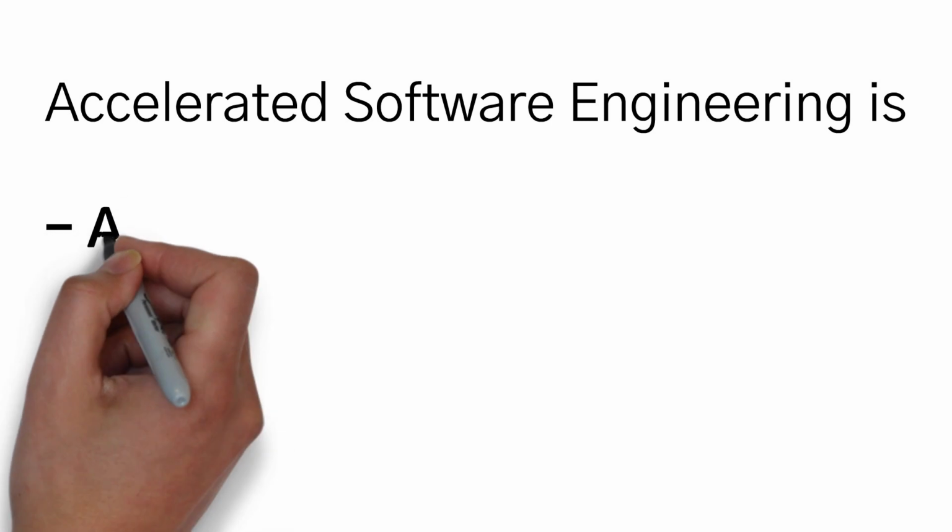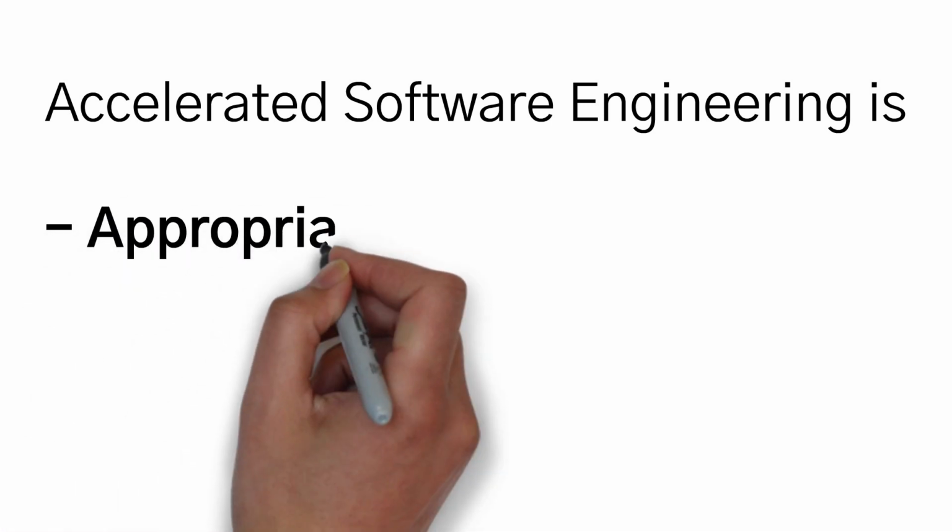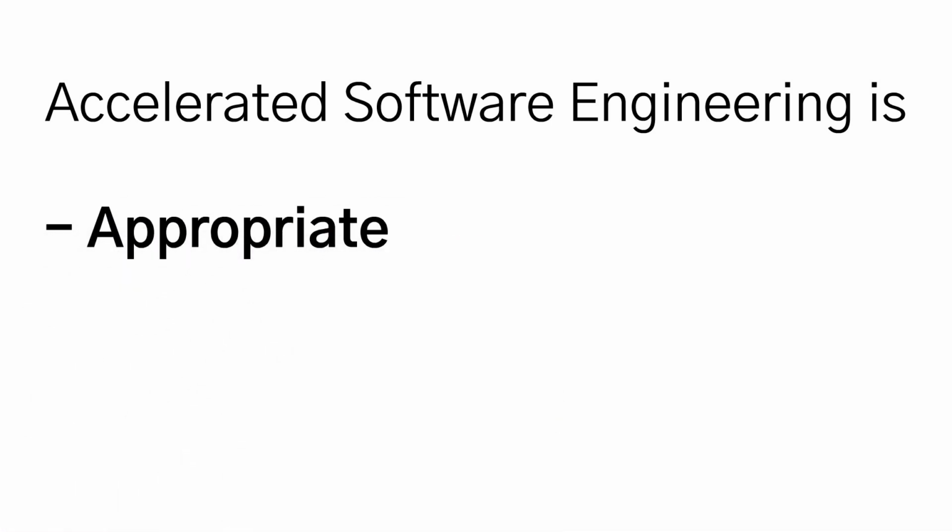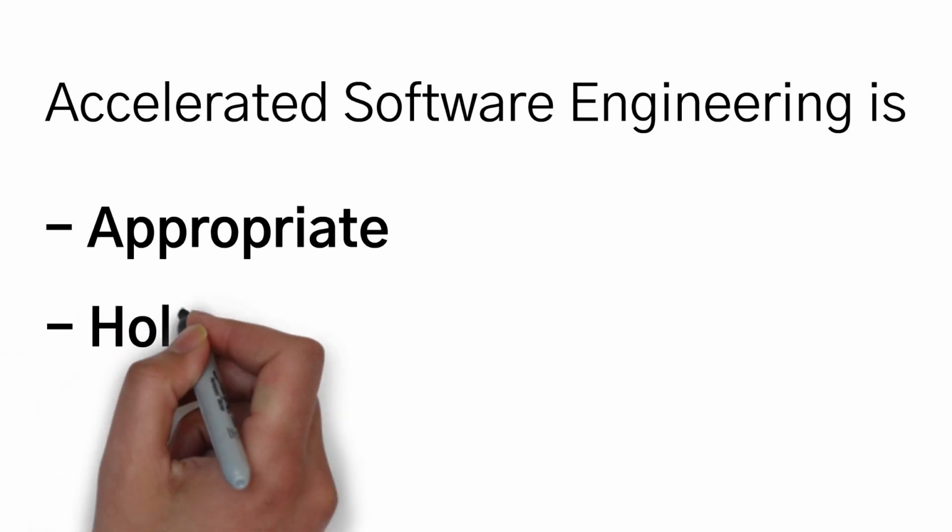First, there is appropriateness. Accelerated software engineering is not about the largest possible amount of code or documentation for the given effort, nor is it about any solution with the least possible effort. It is about a solution that comes as close as possible to the benefit that is actually required and at the lowest possible cost.